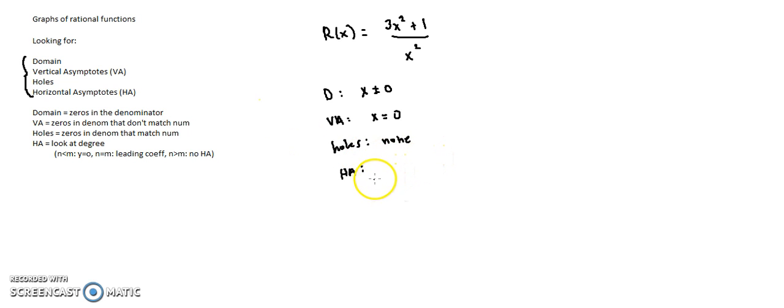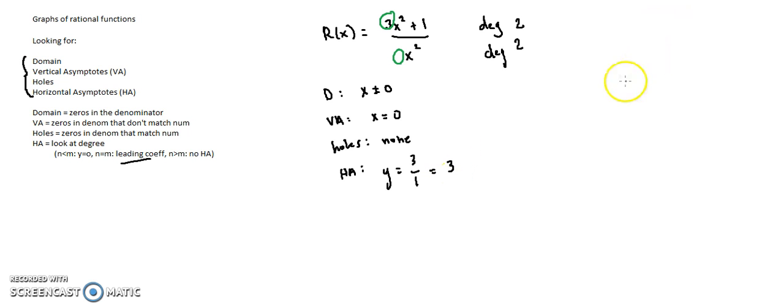Alright, and then the last thing that we're looking for is the horizontal asymptote. Remember, for horizontal asymptote, we look at degree. The degree on top is 2. It's our highest exponent there. And the degree on bottom is also 2. That's our only exponent there. Okay, so the degrees match. Remember, if the degrees match, we're going to look at the leading coefficient. So we're going to look at this number over this number. So our horizontal asymptote is going to be 3 over 1, which is 3.